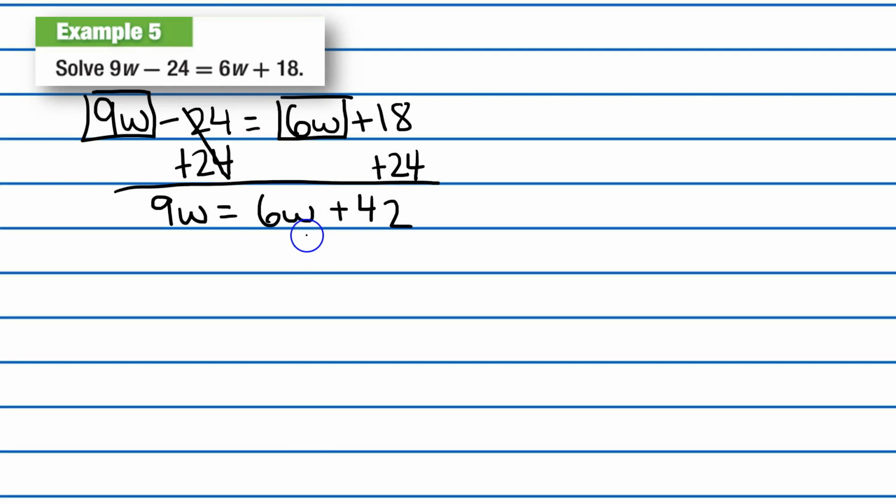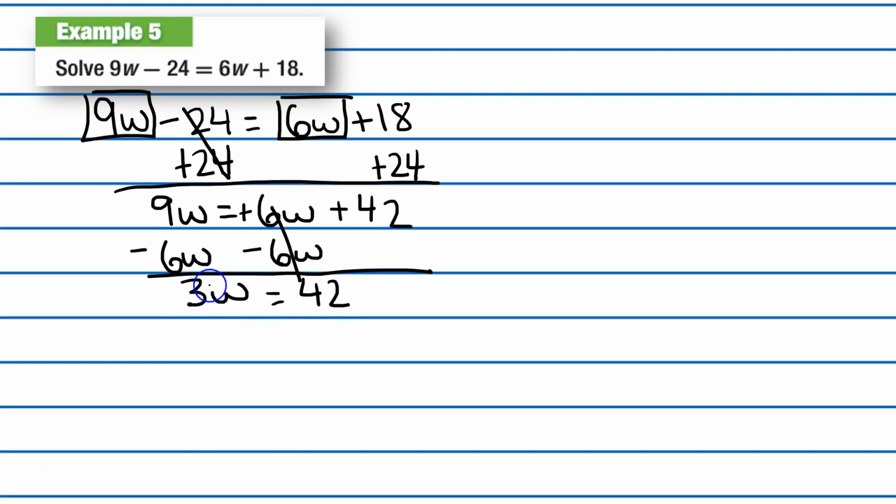Now I want to combine my like terms on one side of the equation. So I want to get my w's all on the left hand side, away from this 42 that is my constant. So minus 6w, because the opposite of positive 6w is minus 6w. Whatever I do to one side, I must do to the other side. That's now gone. 9w minus 6w is 3w, which is equal to 42.